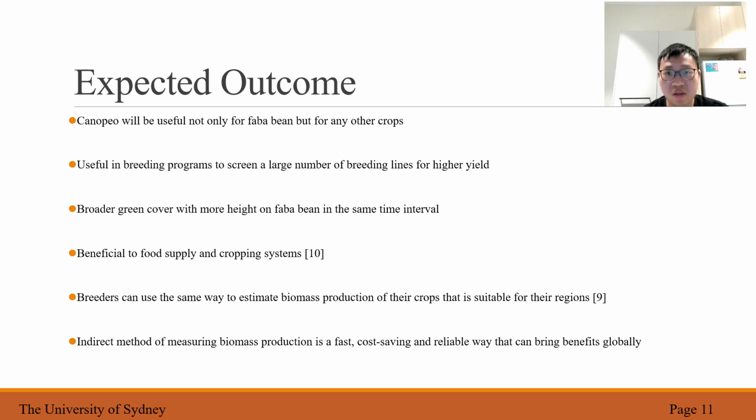In addition, breeders can use the same way to estimate biomass production of their crops that is suitable for their regions due to the fact that key crop traits follow a common, relatively stable developmental system. To sum up, the indirect method of measuring biomass production is a fast, cost-saving, and reliable way that can bring benefits globally.